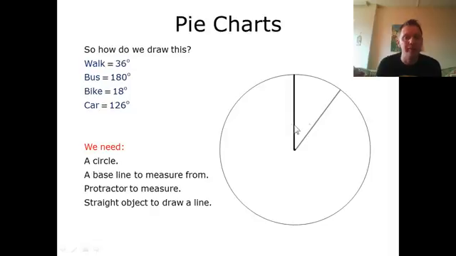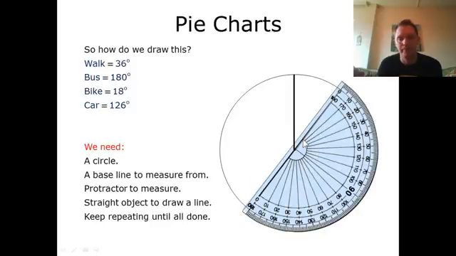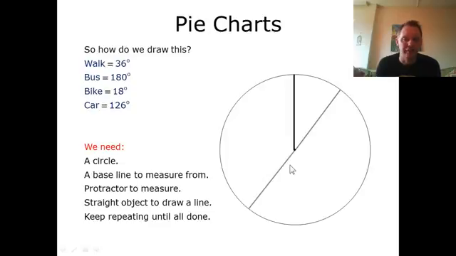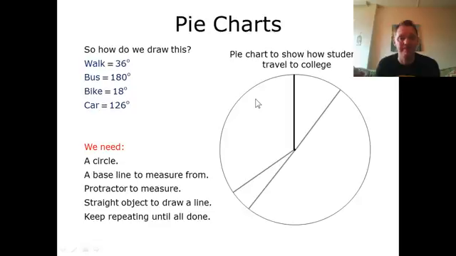This is going to be walk, this is 36 degrees, but this line that we've just drawn is now going to be our next line that we are going to measure from. So setting up our protractor, I'm going to measure 180 degrees and then draw a line going straight from there. And this area has become bus. So I'm just going to continue repeating that until they're all done. And we don't have to do our very last section because we've automatically ended up with 126 degrees on there.